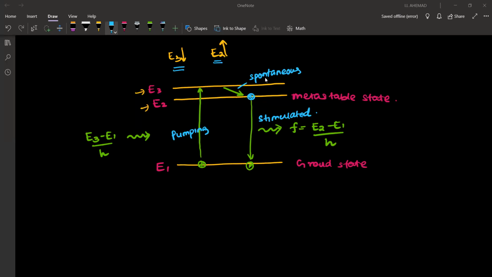Now, have we overcome the problem? Can the pumping radiation stimulate this electron? Yes or no? This is the pumping radiation. Can it stimulate this electron?